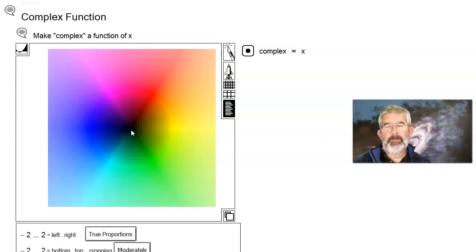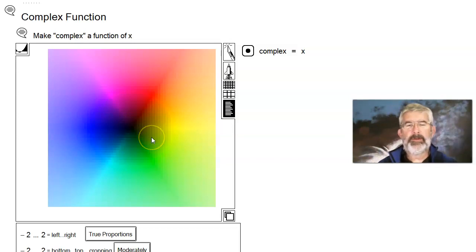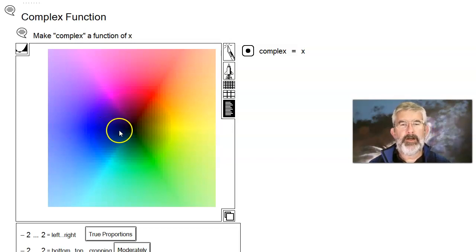And what I have done is I've colored every point in the plane with a color. So, for instance, numbers along the positive real axis are shades of yellow. 1 is a nice bright yellow. As I move further away from 0, the shade gets lighter, and as I move closer to 0, the shade gets darker. Negative reals are shades of blue.